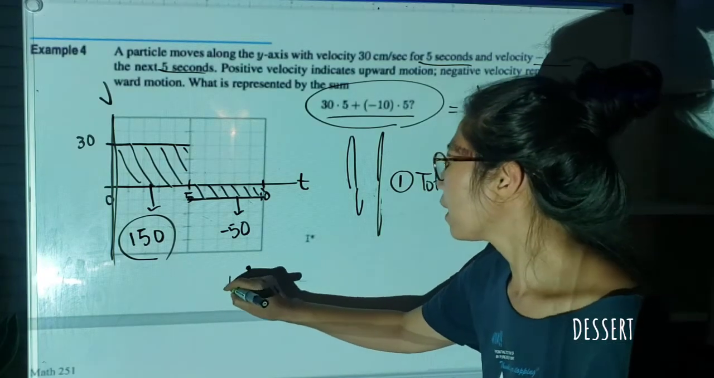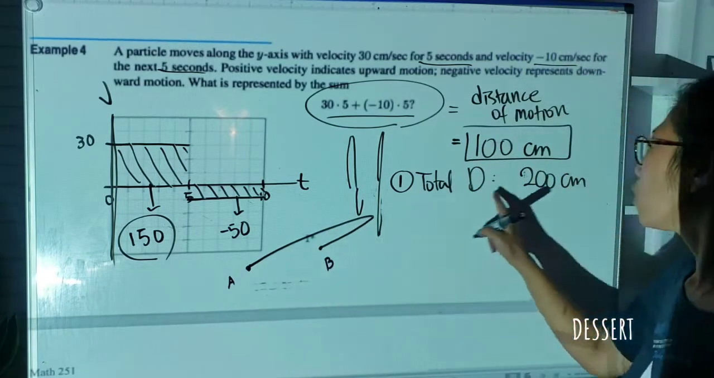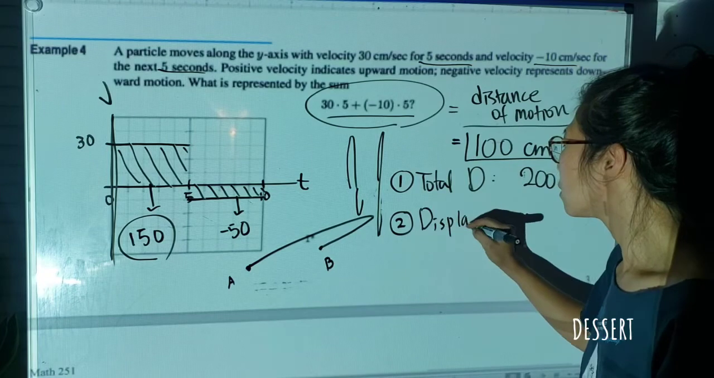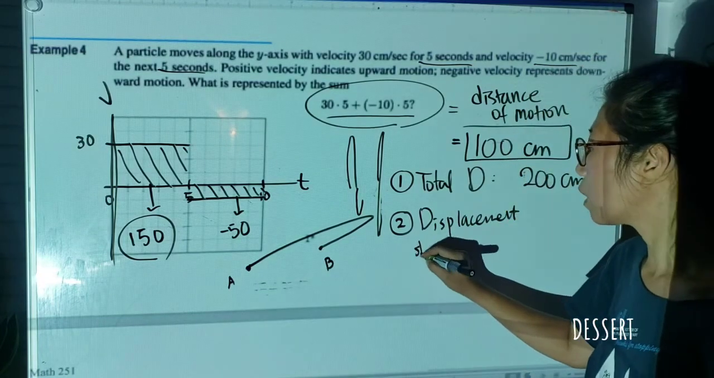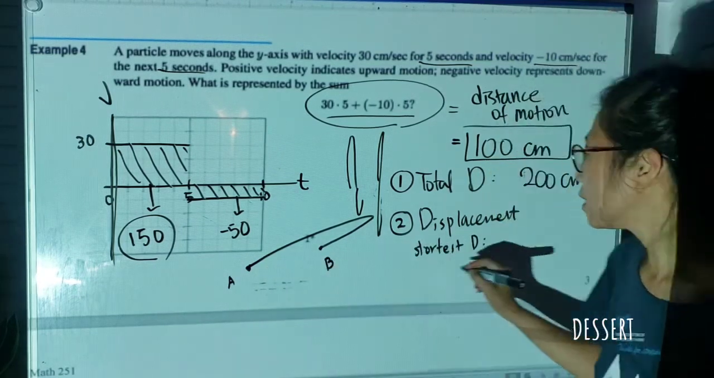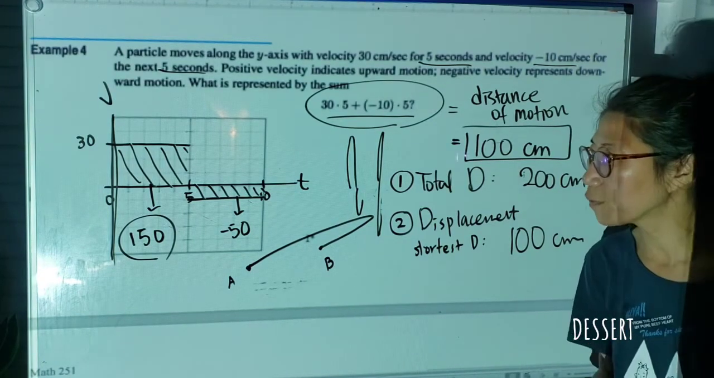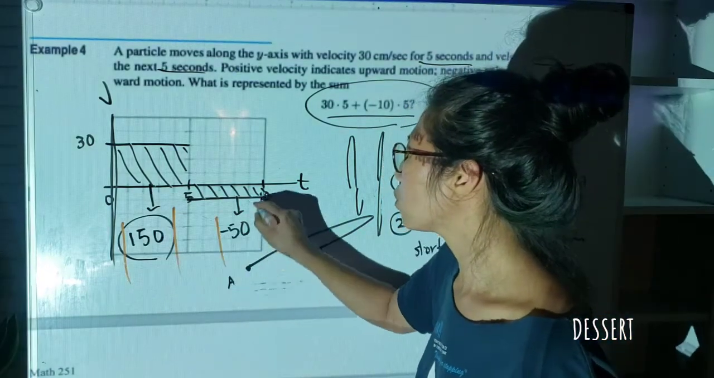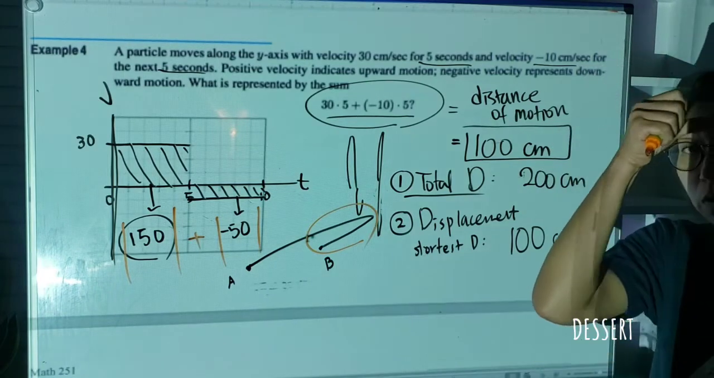Because if there's A to B, like this, some people can do a detour. Then the mileage was 200 centimeters, but displacement, which means just A to B, the shortest distance, that's what we call the displacement, is going to be 100 centimeters. So you have to be very careful. If you want to find the total distance, then you have to take the absolute value and then add it. If not, they are going to cancel out this part of the travel.